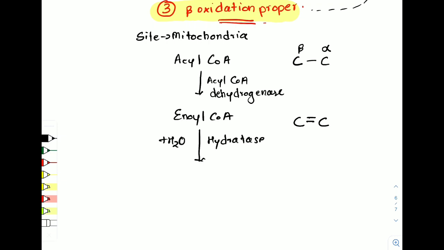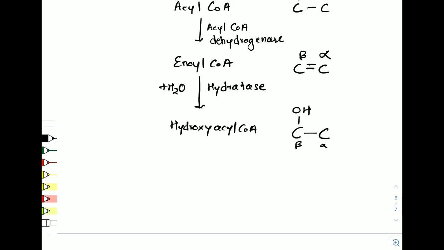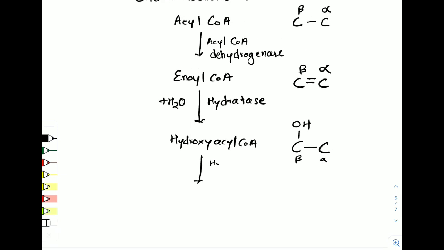And on enoyl-CoA, upon the addition of water and action of hydratase enzyme, what happens? A hydroxyl group or an OH group is added to the beta carbon. Hence it is known as hydroxyacyl-CoA. And on hydroxyacyl-CoA, what happens is again a dehydrogenase enzyme acts.